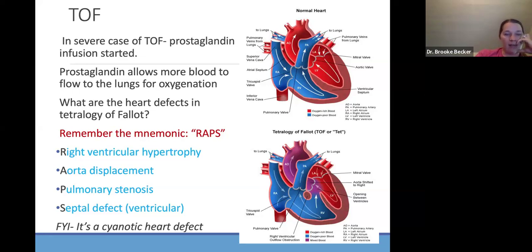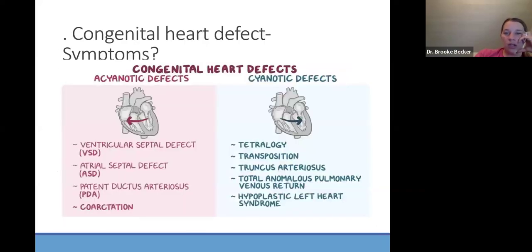We'll keep going until 5 o'clock, okay? Congenital heart defects, so your acyanotic lesions, which is what sort of shunting? Left to right. Yep, good. VSD, your ASD, your PDA, and your coarctation of the aorta. There's cyanotic lesions, which is right to left shunting: tetralogy, transposition of the great arteries, truncus arteriosus, and TAPVR. Okay, and then also hypoplastic left heart syndrome.